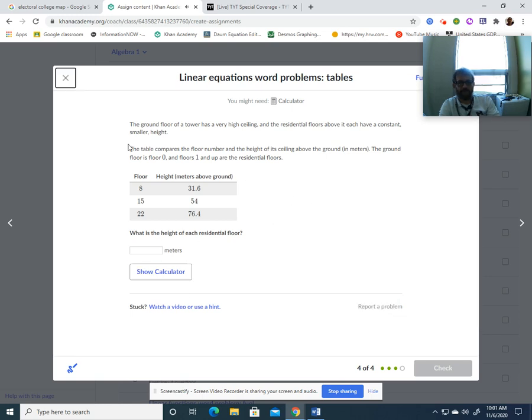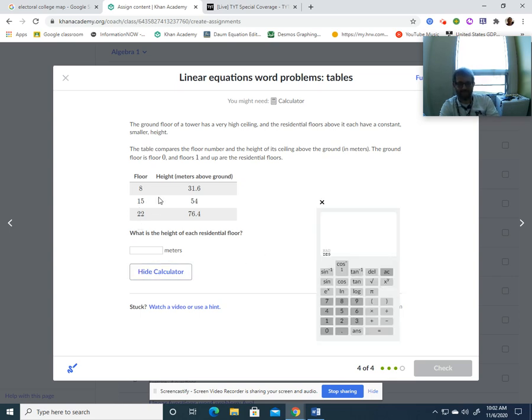All right. The ground floor of a tower has a very high ceiling, and the residential floors above it each have a constant smaller height. The table compares the floor number and the height of the ceiling above the ground. The ground floor is floor 0 and floors 1 and up are the residential floors. What is the height of each residential floor? I may need a calculator here just because I am dealing with some ugly numbers. This is clearly a change of 7.